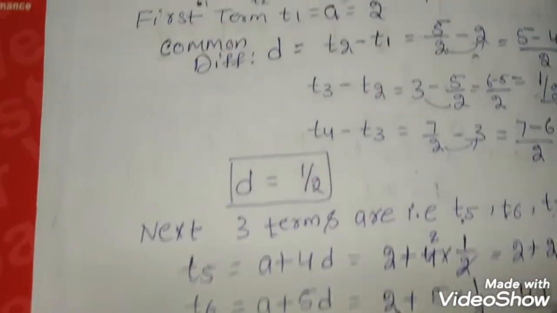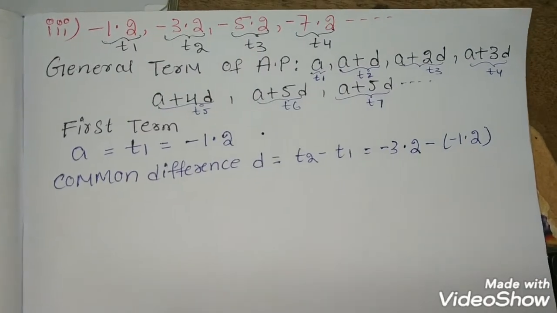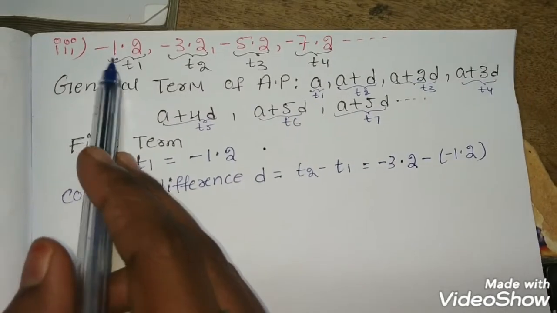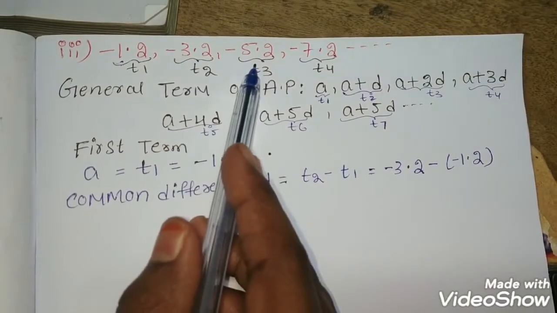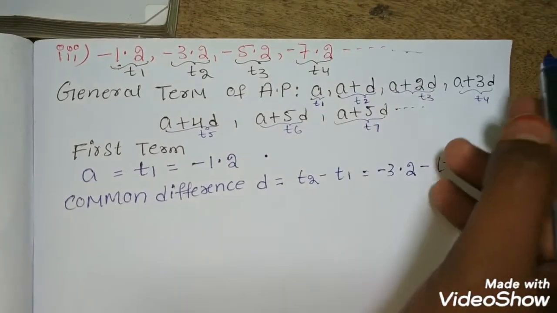I hope you understand, guys. Let's do the next question. See the next, third question. Minus 1.2, minus 3.2, minus 5.2, minus 7.2 and so on. We have infinite terms. Is it right?